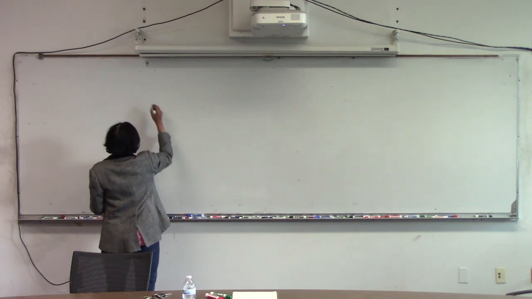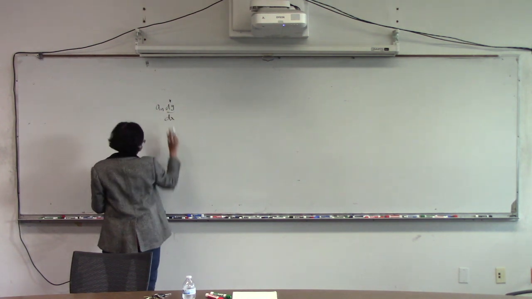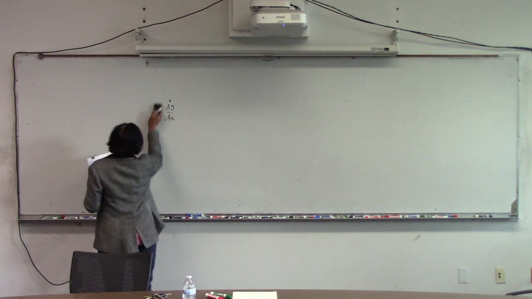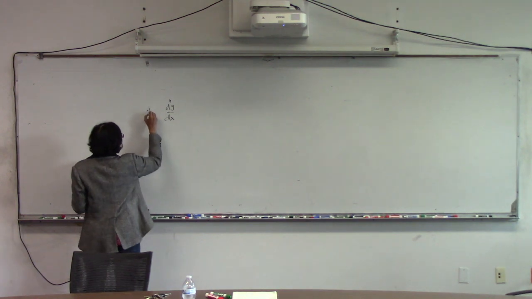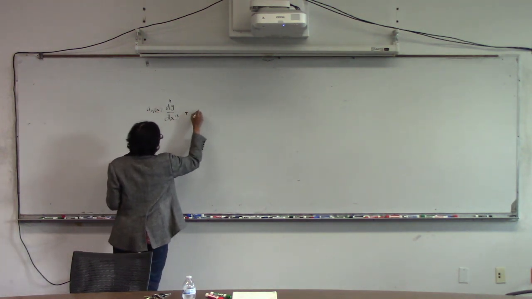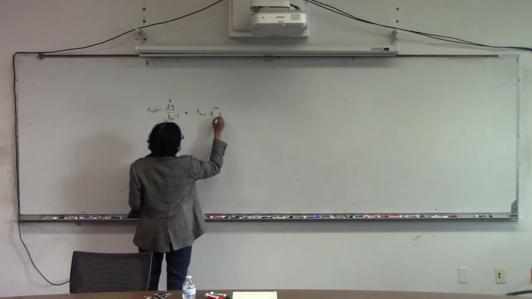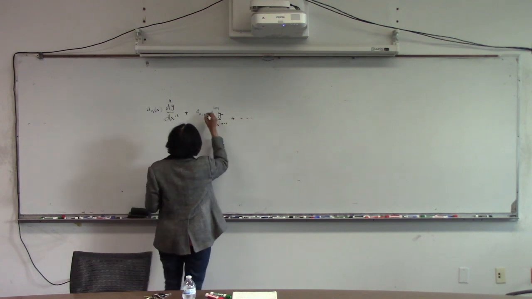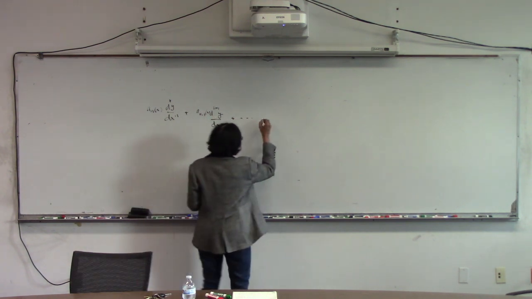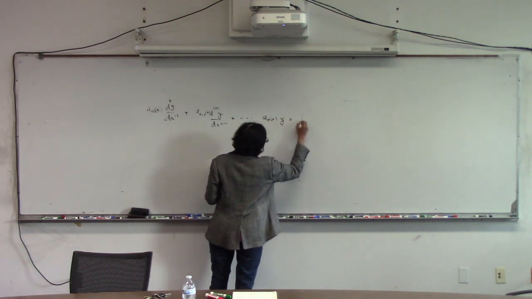What we did was the following. So this is a nth, supposing this is the nth order inhomogeneous differential equation. These are all functions of x coefficients. A naught x y equal to f of x.